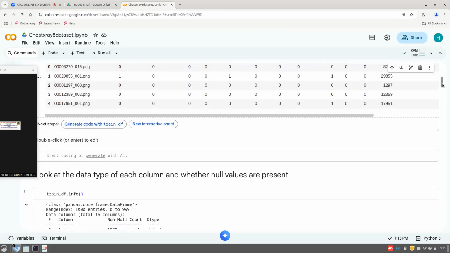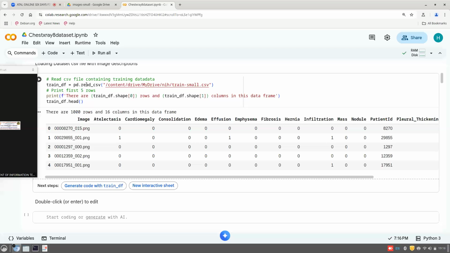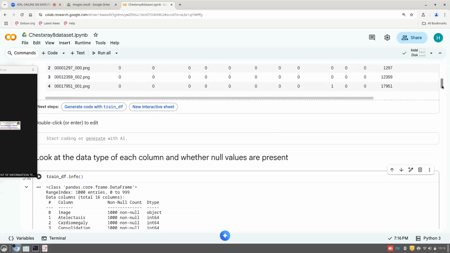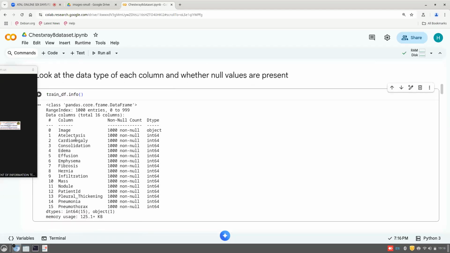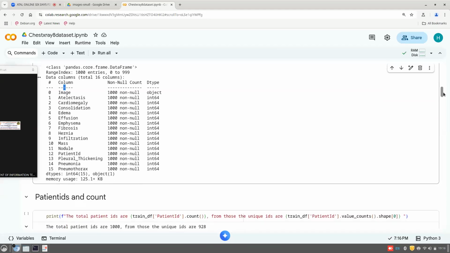So now I have to look at these. I am using the pandas library, the pd.read_csv function, to load this CSV file and save it in train_df. And train_df.info will give me information regarding each disease: what the columns of this CSV file are and how many entries there are for each column. So there are 1,000 rows for each column.